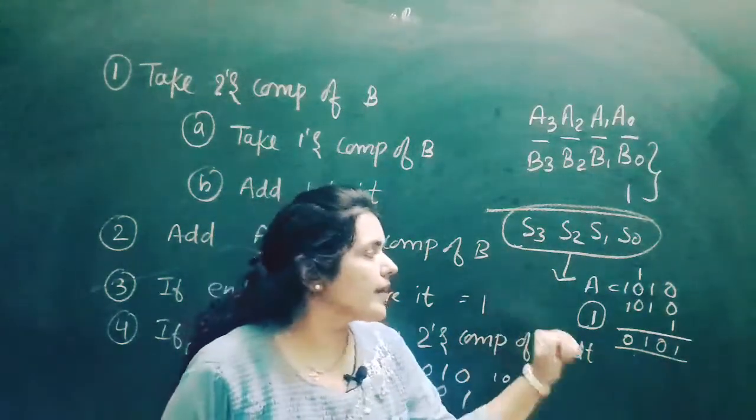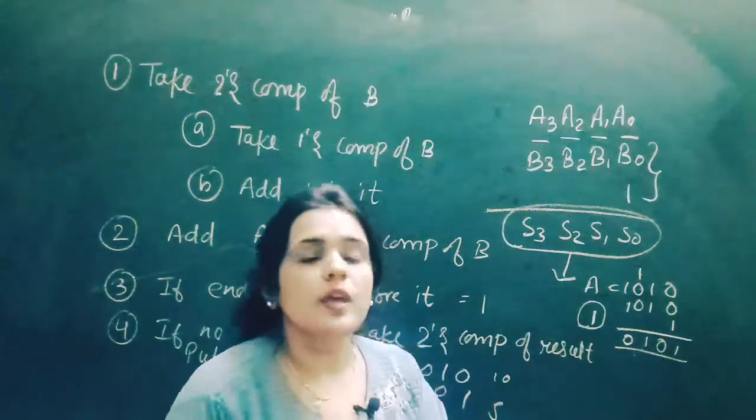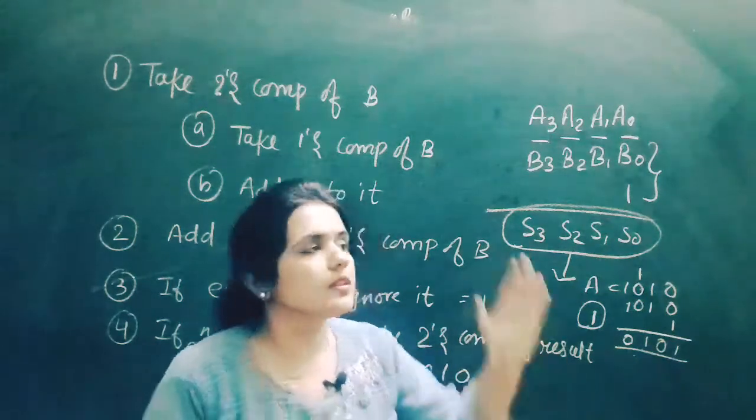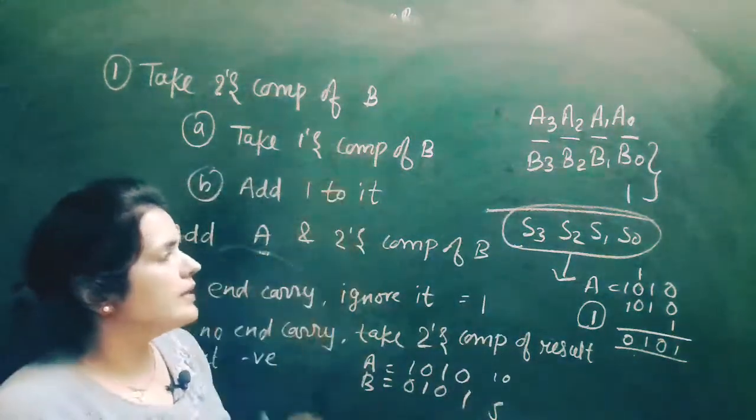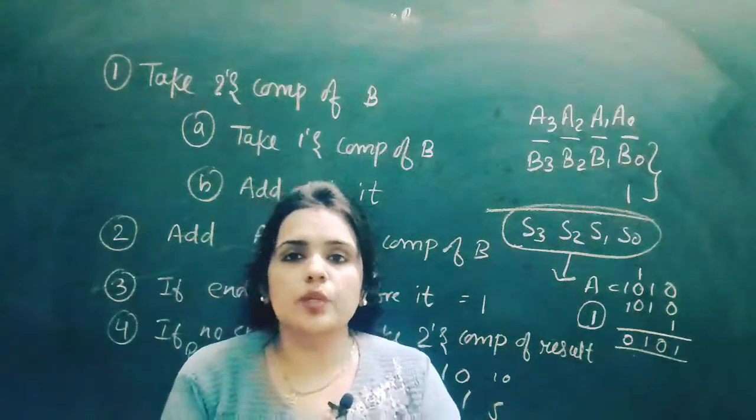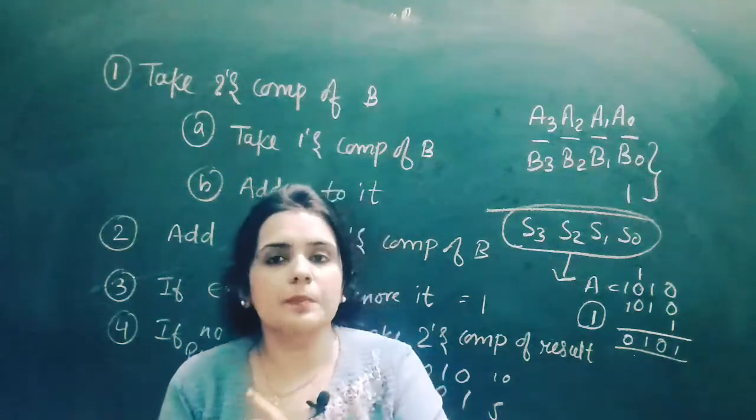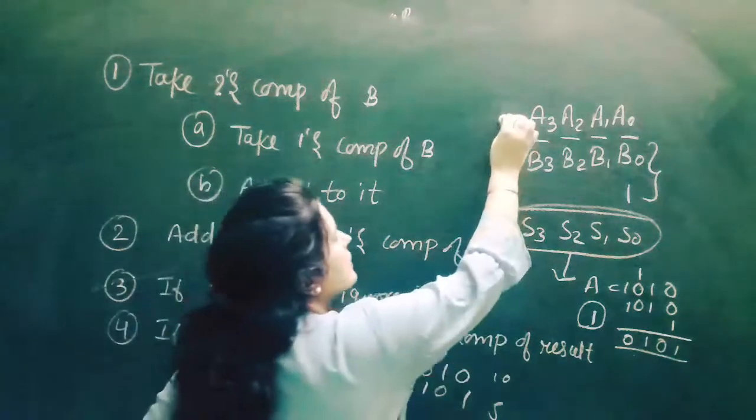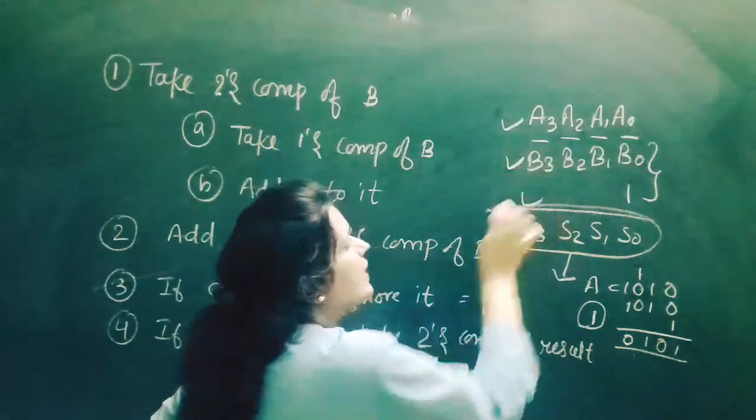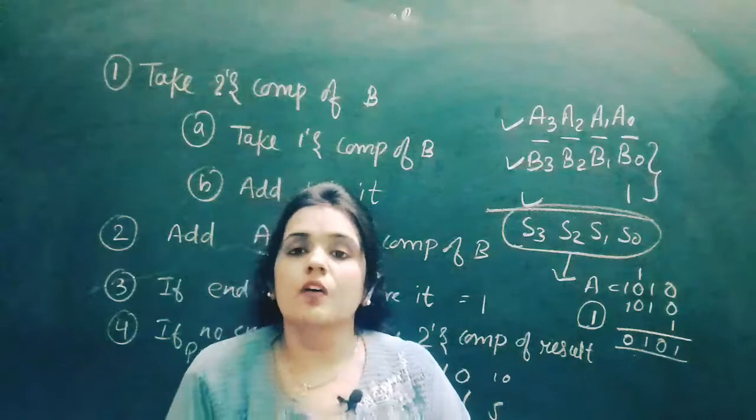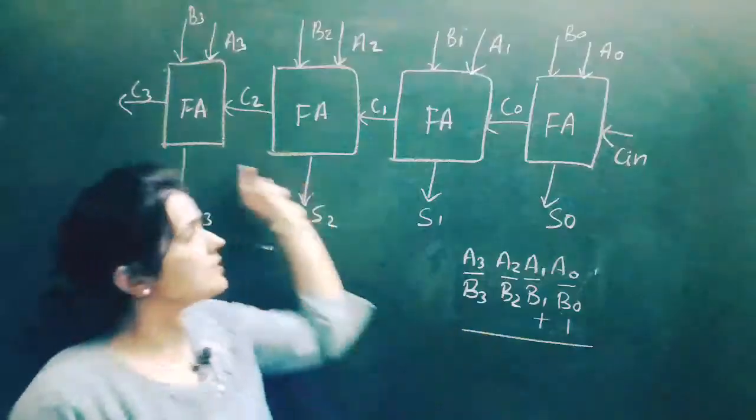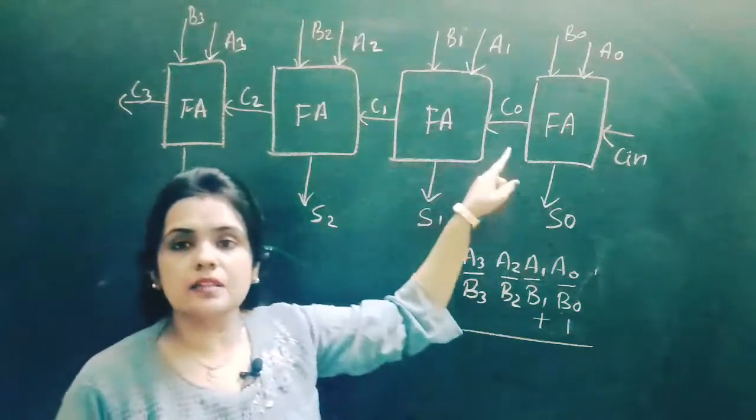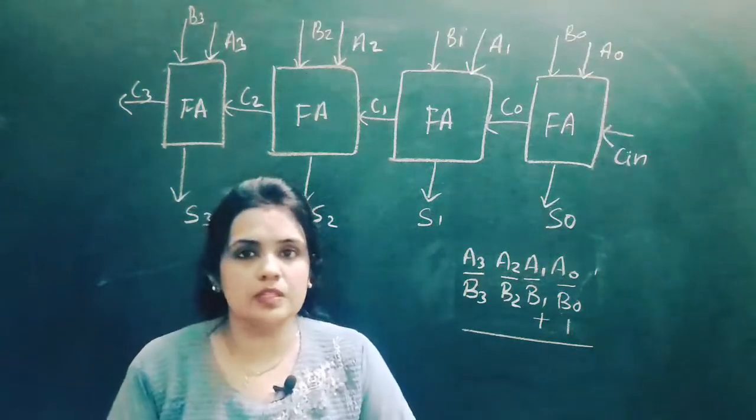If there is no end carry, it means that the result is negative, A was less than B. So this is the 2's complement subtraction method. We have noticed one thing here. For performing subtraction also we have to do addition. We have to add this and this, and for addition what do we need? A 4-bit binary adder. Now this is our 4-bit binary adder circuit which I have already explained in the previous video.